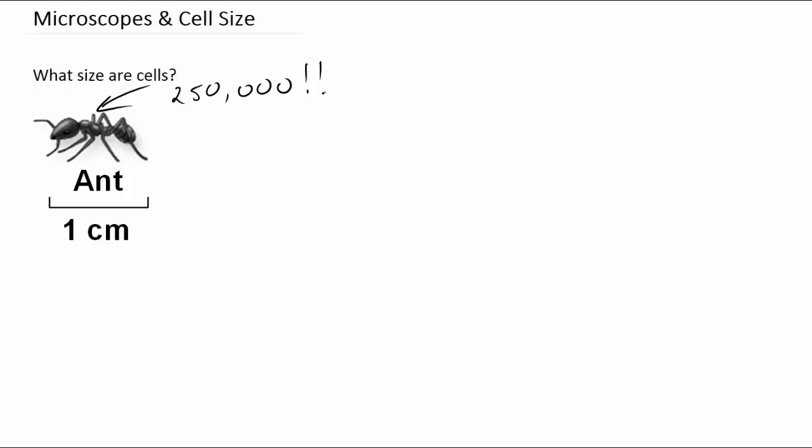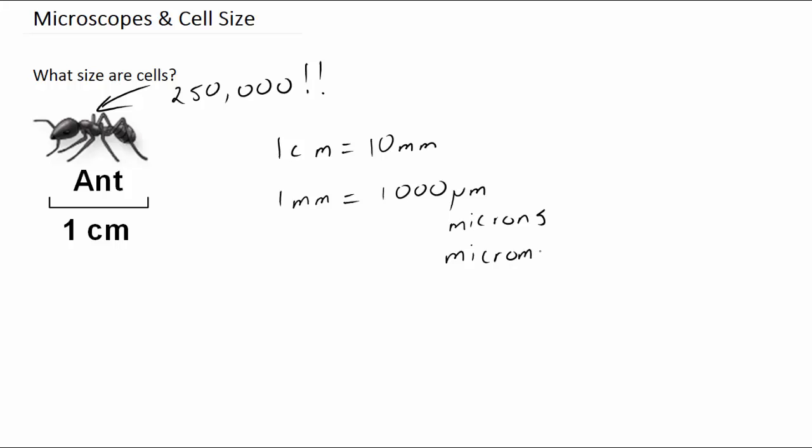Start by breaking down a centimetre into smaller units. Each centimetre consists of 10 smaller millimetres. However, millimetres still aren't small enough to measure cells, but you can break a millimetre down into 1,000 smaller units called microns or micrometers. A micron is therefore 1,000th of a millimetre.